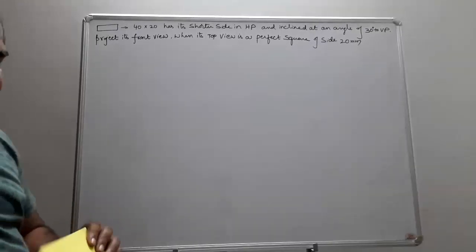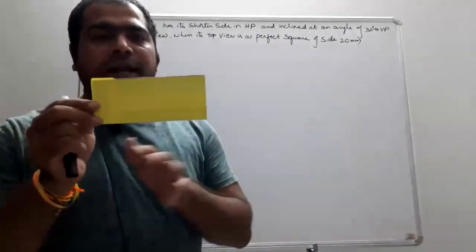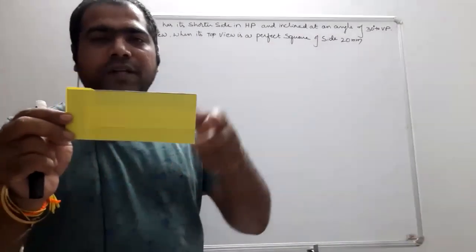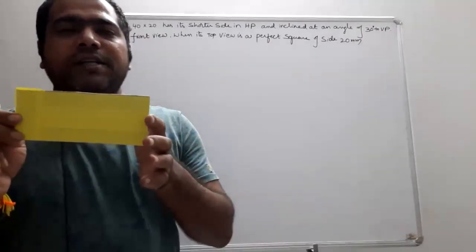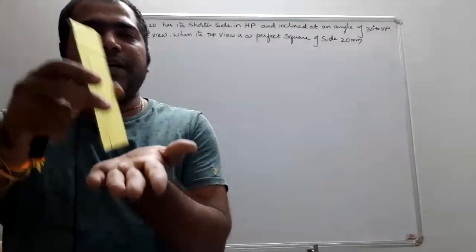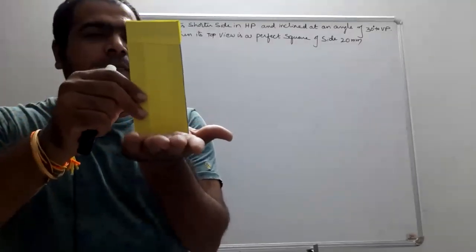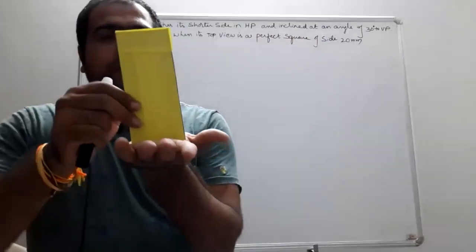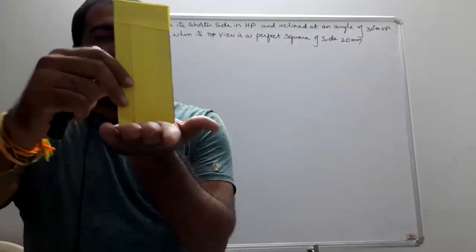Let us consider a rectangle of given sides 40 and 20. This is 40, this is 20. Where is it existing? The shorter side is on HP, like this. Next, inclined at an angle of 30 degrees to VP. That means the edge which is resting on HP is making an angle of 30 degrees to VP.